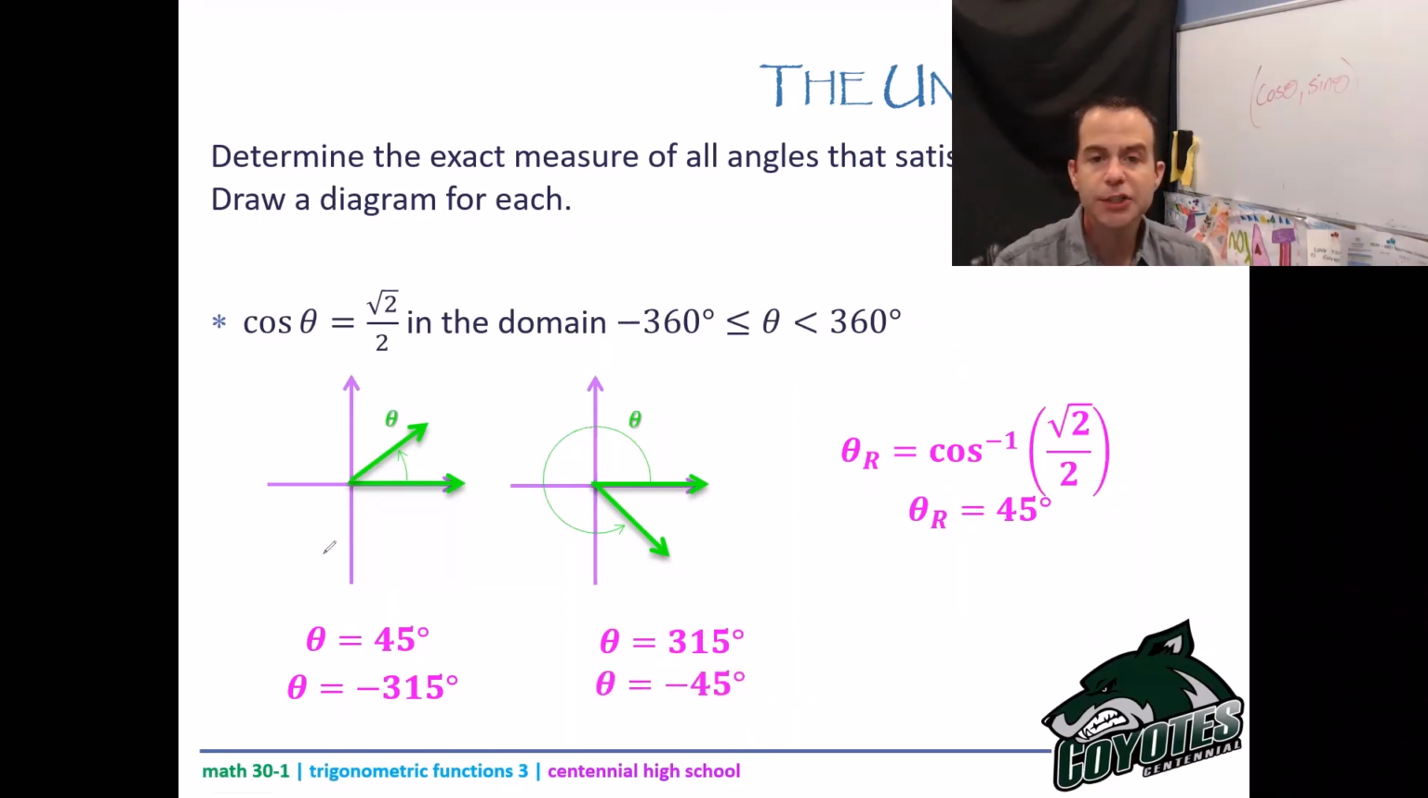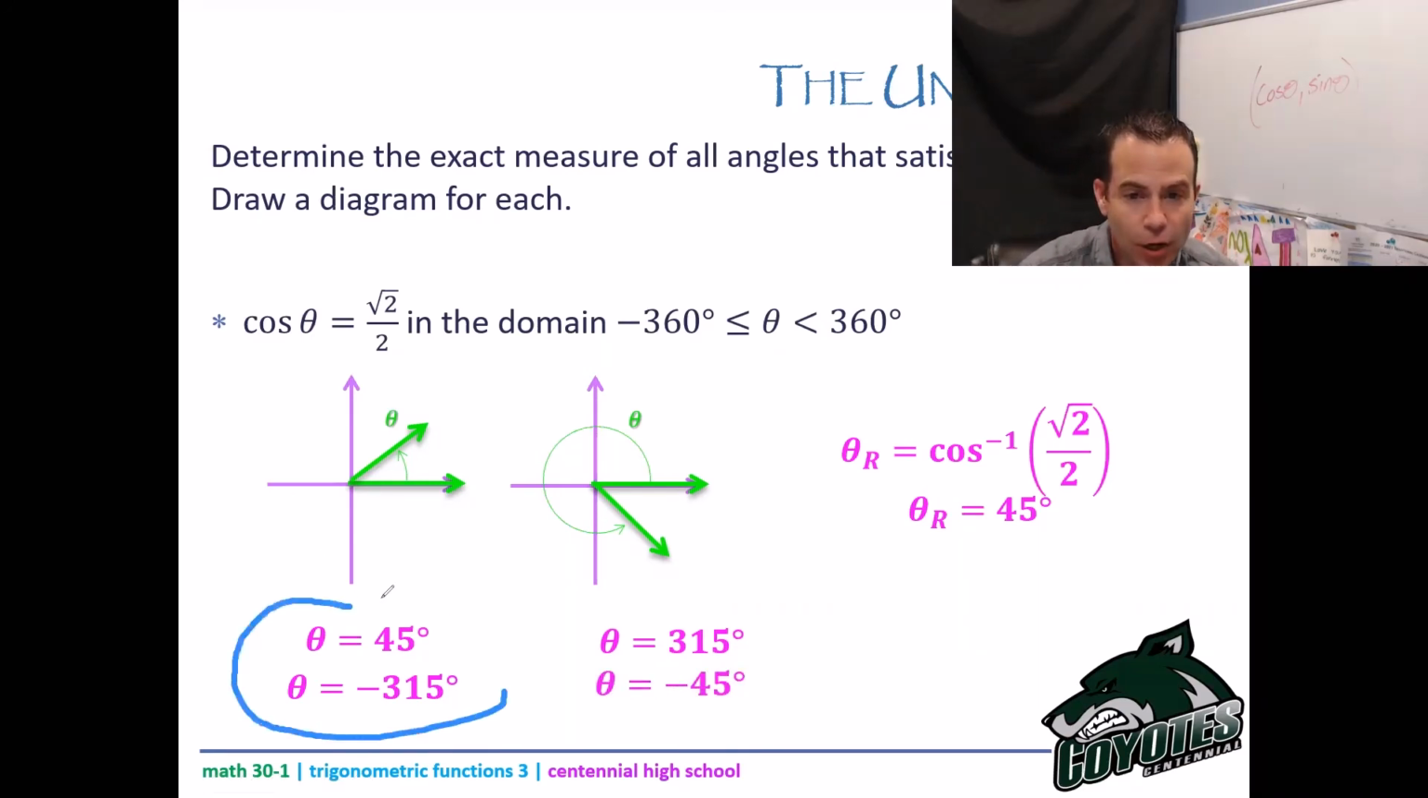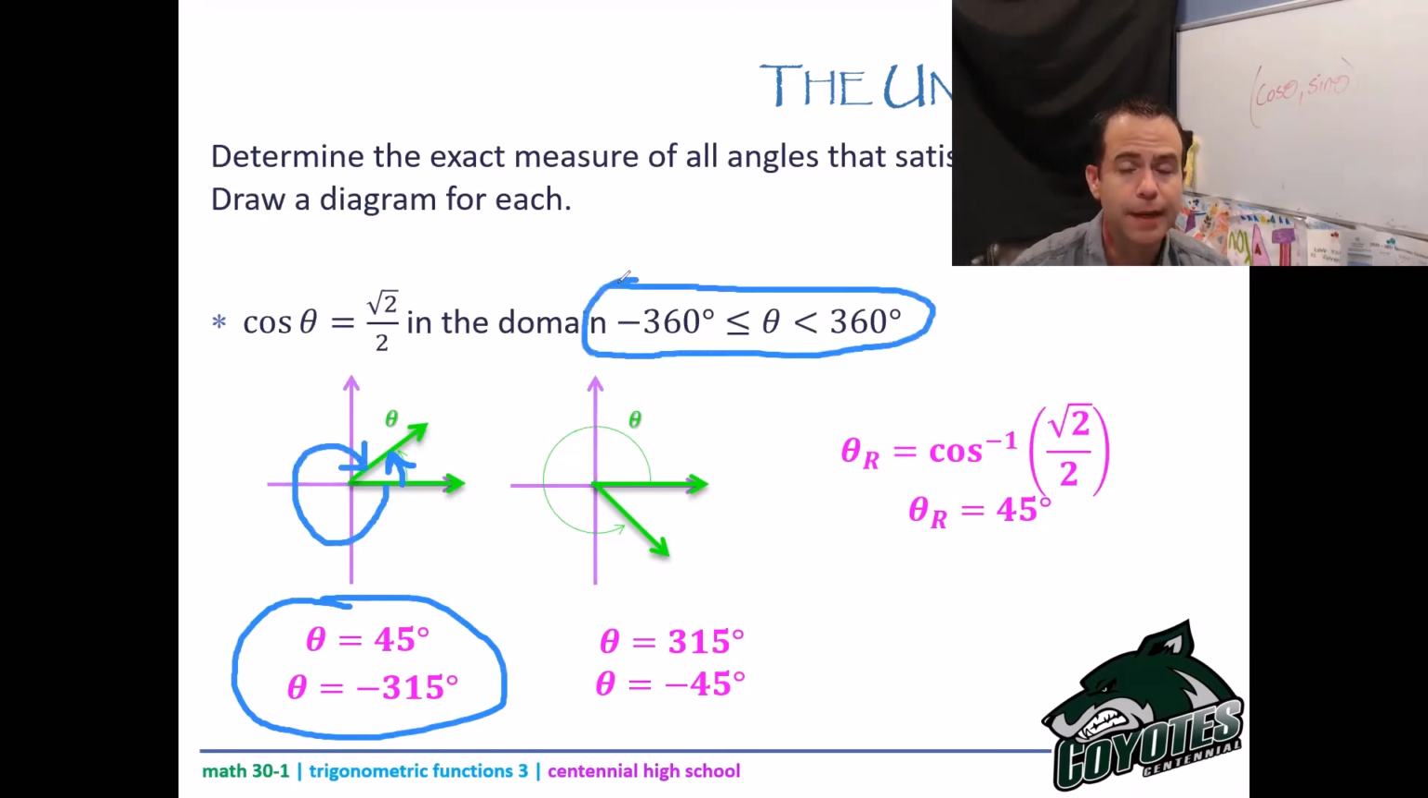Okay, so what I need you to see here is that these guys are the same angle. They both represent this. One of them looks like this, the 45 degrees. The other one essentially looks like this, okay? And I'm allowed to do that because of my domain. My domain allows me to go from negative 360 to positive 360, okay?